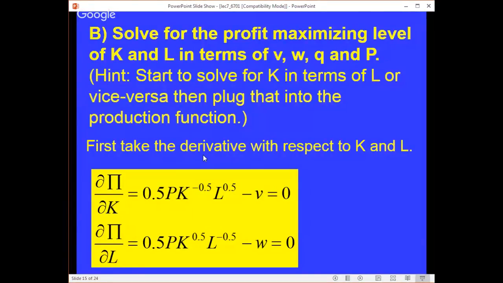So if you haven't noticed, we're doing the same thing that we did before with the Lagrangian, and we have a profit function. Basically, we're going to solve for L or K in either one of these partials. And then once we have that, I can plug it in wherever I want. I can plug it into our original production function, I can plug it into the other equation.